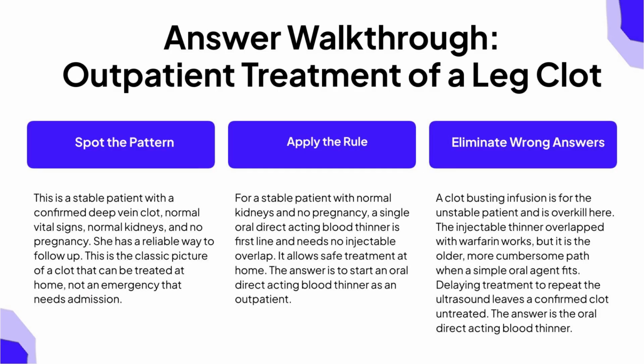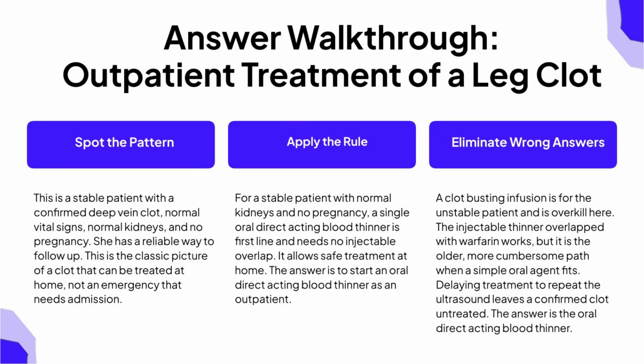Let us break this down step by step. First, spot the pattern. We have a stable patient with a confirmed deep vein clot, normal vital signs, normal kidney function, and no pregnancy, plus reliable follow-up. That is the classic picture of a clot that can be treated at home rather than admitted. Next, apply the rule. For this kind of stable patient, a single oral direct-acting blood thinner is first line, and a key point is that it needs no injectable overlap and no bridging. It lets her start safely as an outpatient.